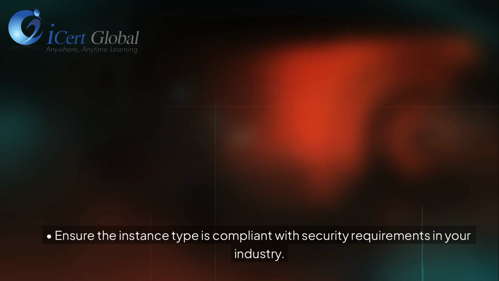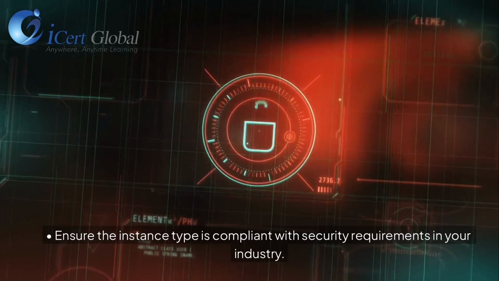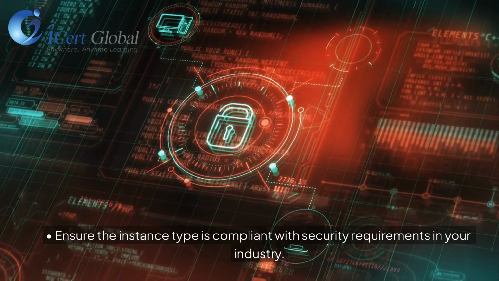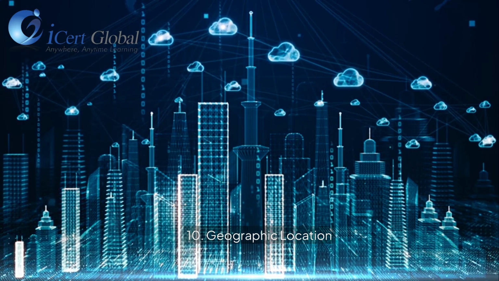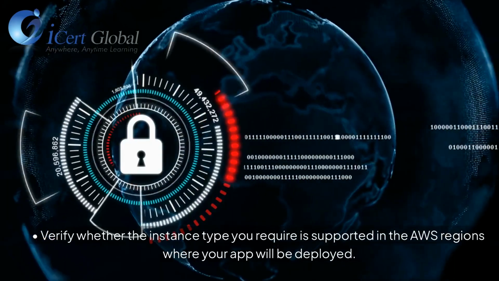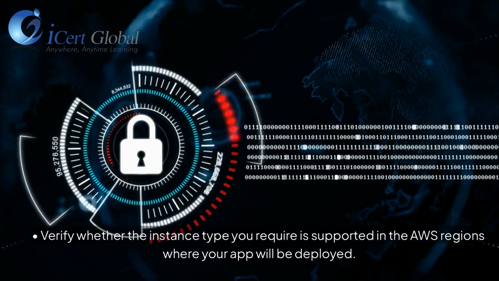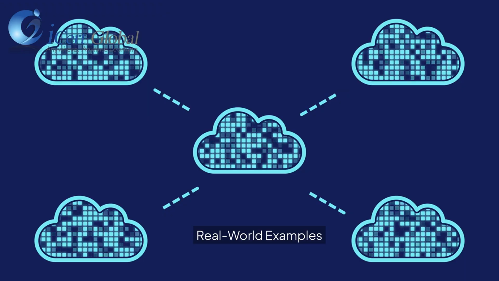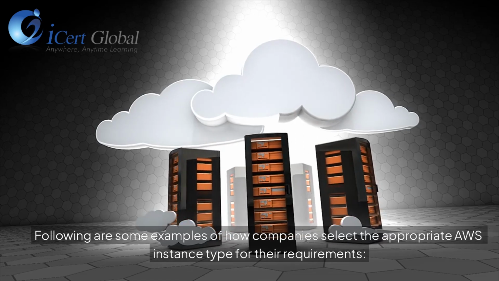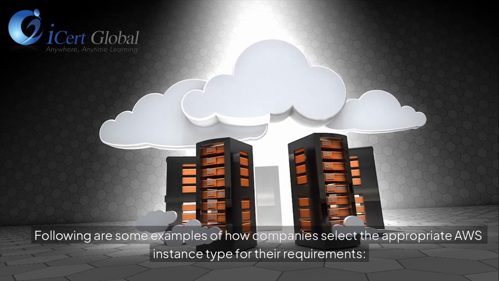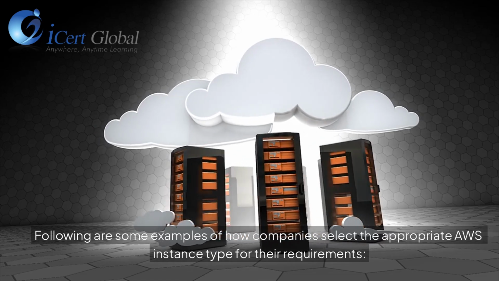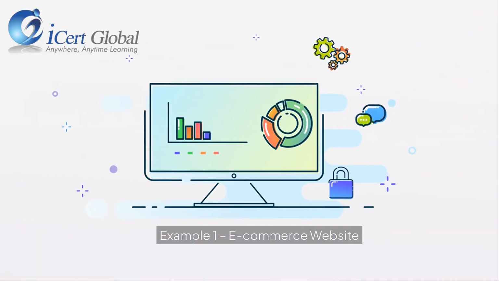9. Security and compliance. Ensure the instance type is compliant with security requirements in your industry. 10. Geographic location. Verify whether the instance type you require is supported in the AWS regions where your app will be deployed. Real-world examples. Following are some examples of how companies select the appropriate AWS instance type for their requirements.